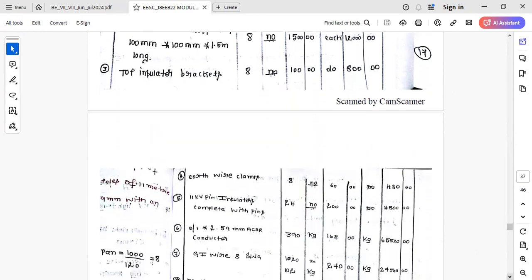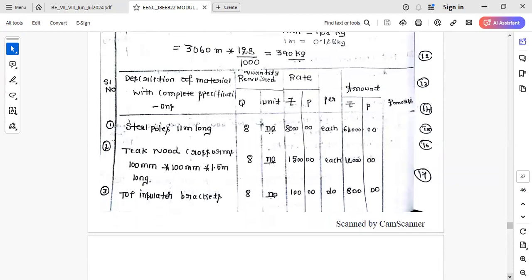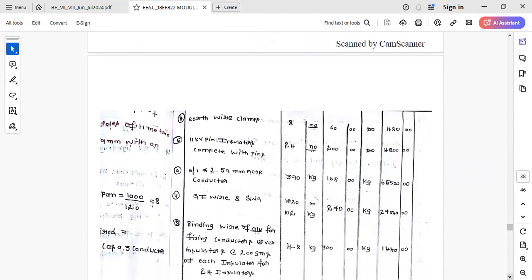Slowly you can calculate one by one. Same as per the previous problem, we are putting the same other.